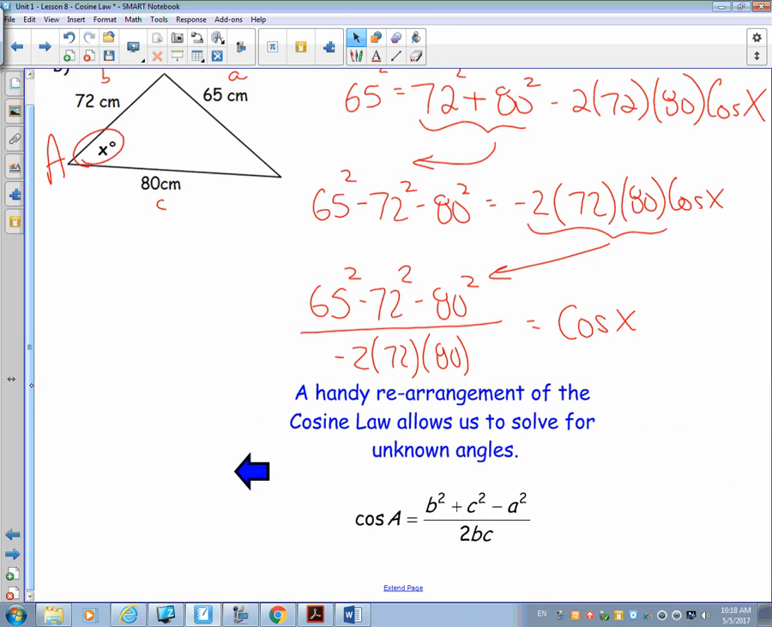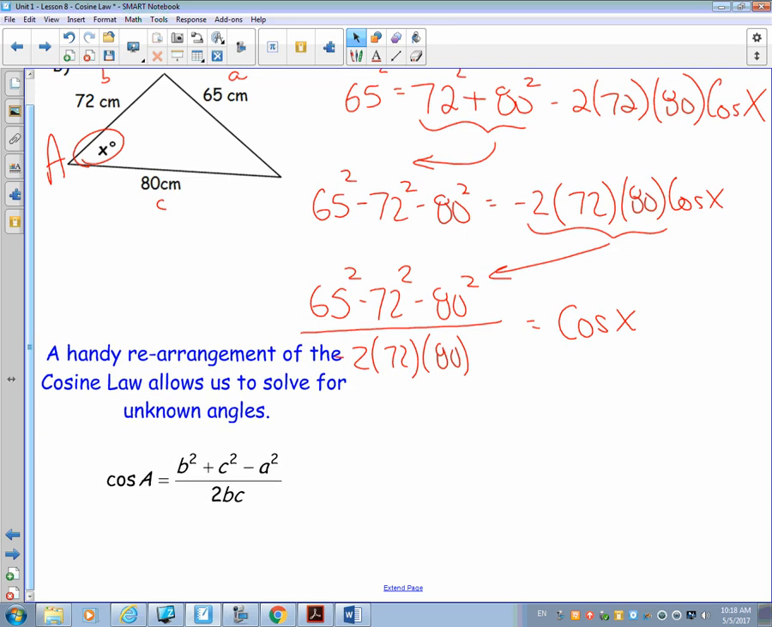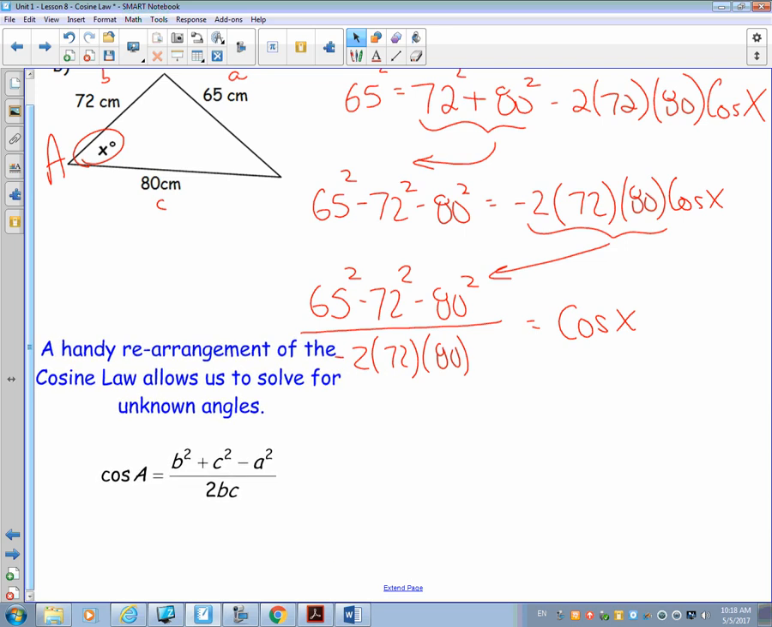Rather than having to rearrange the math every time, let's rearrange the equation. Okay, so a handy rearrangement of the cosine law. This is to find angles. So for our case, I want to find cos A.